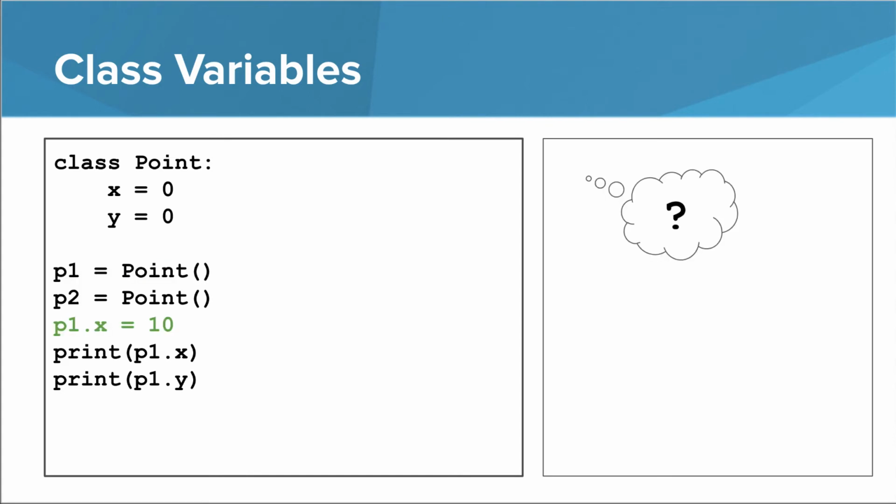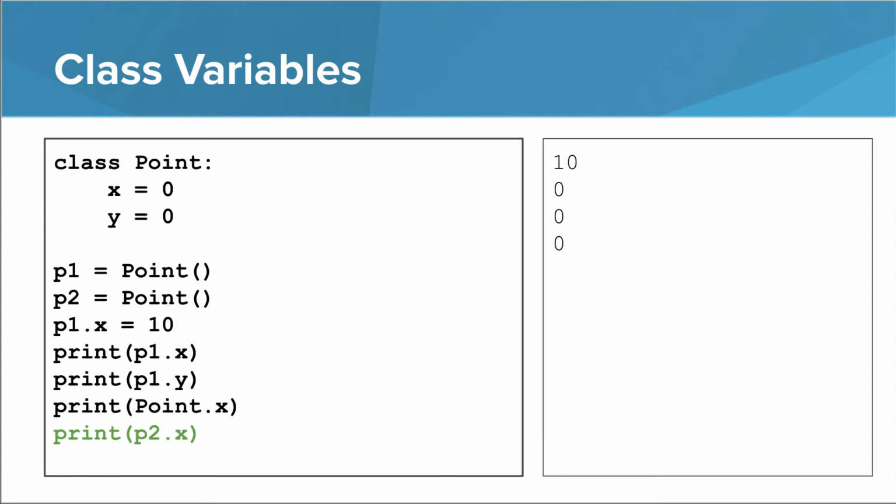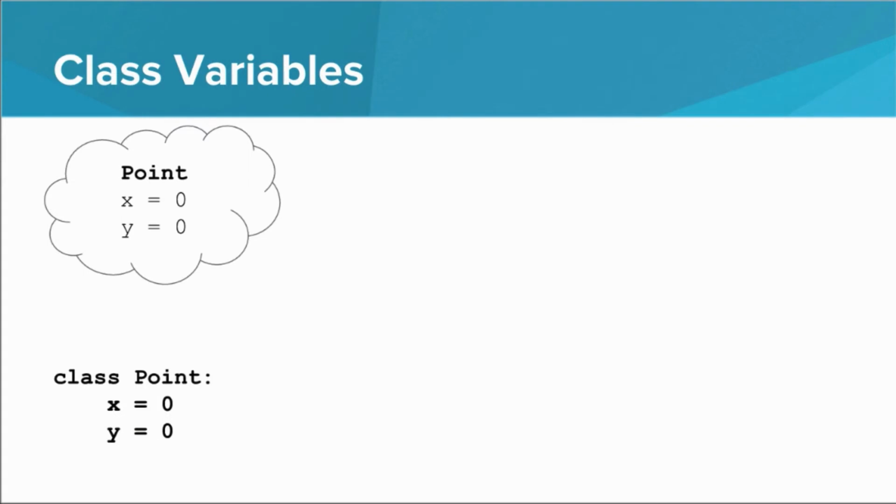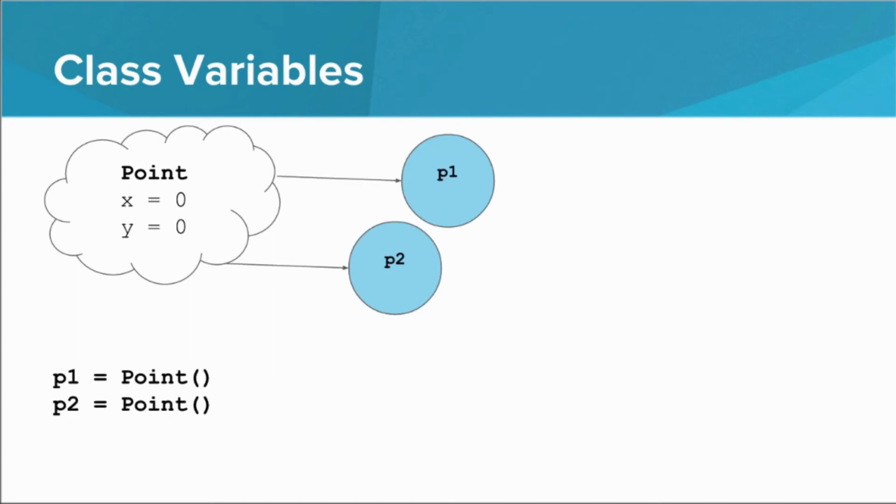But what if, instead of setting point.x, we set p1.x? Well, sure enough, p1's value of x ends up being 10, but the class variable remains unchanged. And so does p2's value for x. Alright, back to pictures? Okay, let's figure out what's going on here. Here's our class point with its two class variables x and y. We immediately make a couple of points. These objects do not have instance variables. When we set p1.x, we actually aren't affecting the class variables at all.